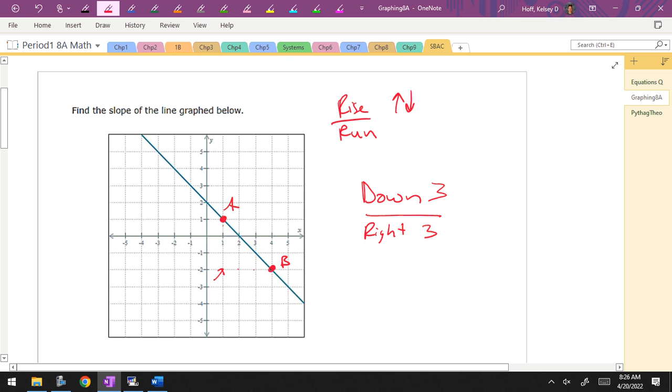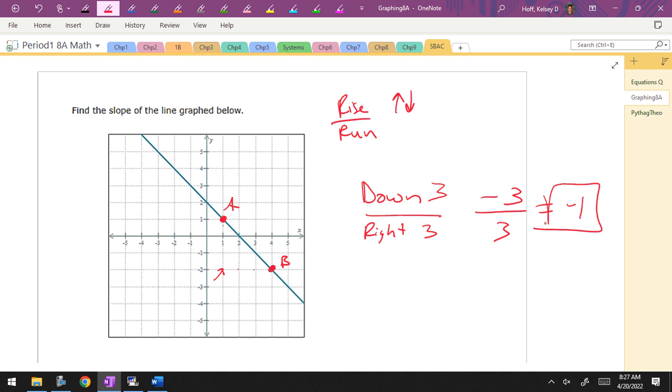Now, when I say down 3, what does that tell me? What does that tell you about your 3? It's negative. And right 3, positive. Negative 3 divided by positive 3 is? How many times does 3 go into 3? 1. Negative 1. On things like that, do not guess. Use your calculator, even on your test. Part of the reason I've had you using your Desmos calculator is because that's the one on your test. I want you to be used to using it. Okay?